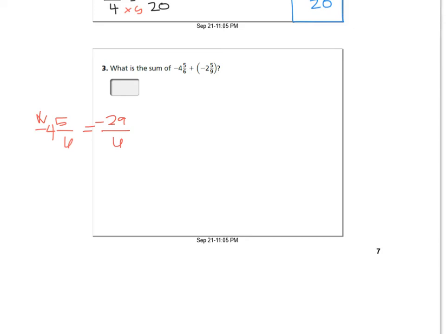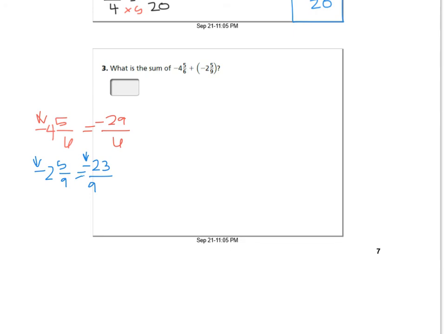So next we had negative 2 and 5/9. So 9 times 2 is 18. And 18 plus 5 gives us 23. So we have 23/9. Now, our 2 is negative, so our sign is also going to be negative.